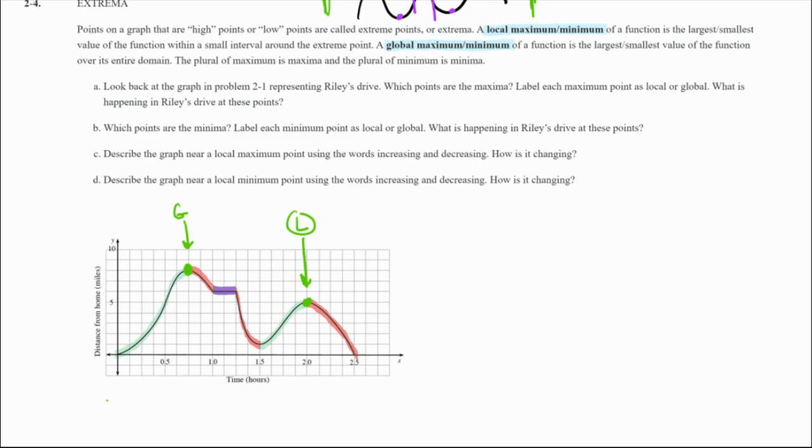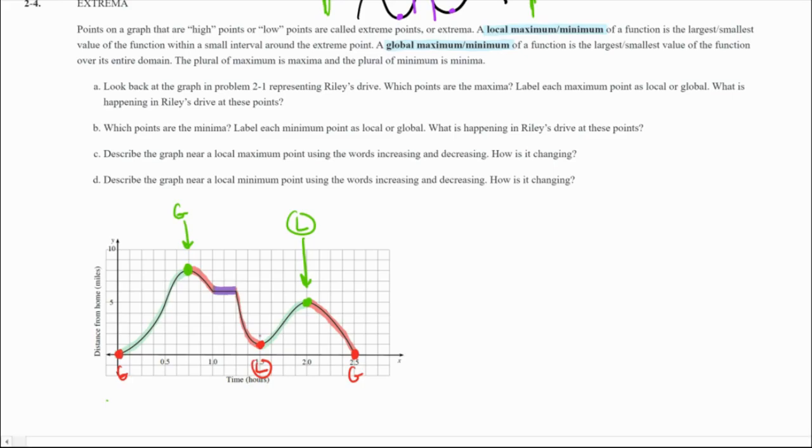For B, it says which are the minima, so lowest points here. So I'm actually going to call it these points right here. And so when I'm going through the minima, the lowest points here, the global are the lowest, right? So even though I have two, the minimum value is really just 0. That's at home, versus this is the local minimum right here. So I got global here. I'm not going to be too picky if you consider it 2 or 1 global minimums or minima or not.